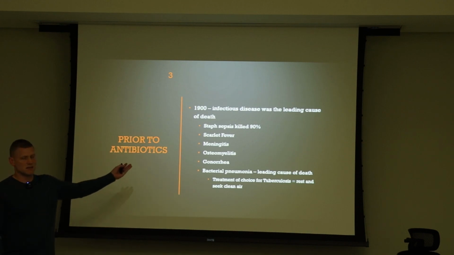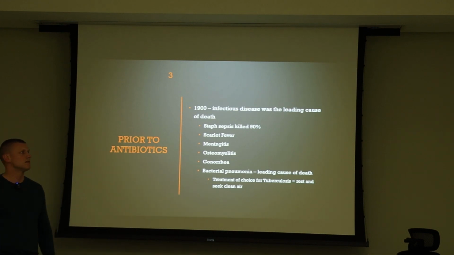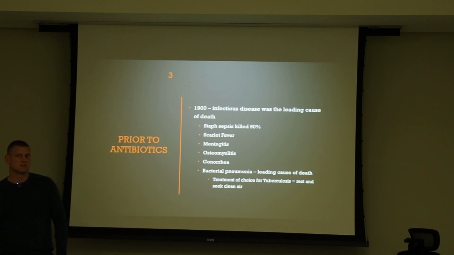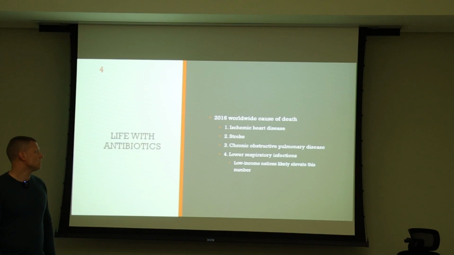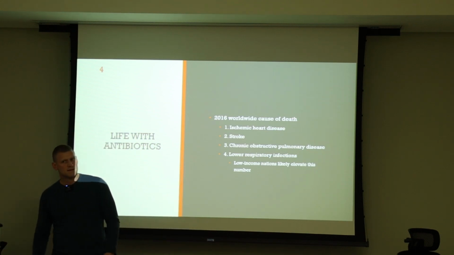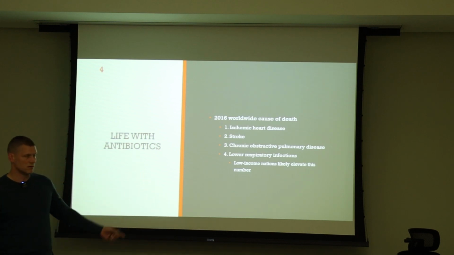But then all these things that you and I kind of take for granted, because one, we don't have to worry about them anymore, but simple infections turn into really bad things when you don't have antibiotics. So just to compare that, whenever there wasn't antibiotics, infectious disease was the number one cause of death. Now, it's heart disease, stroke, COPD. Down at the bottom, or number 4, is lower respiratory, so pneumonia infections.